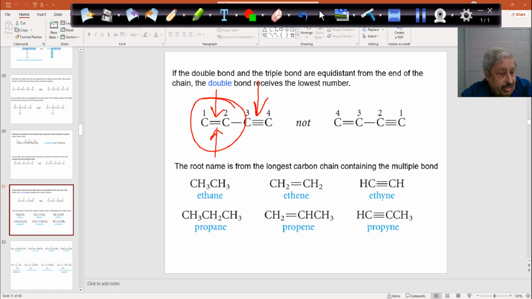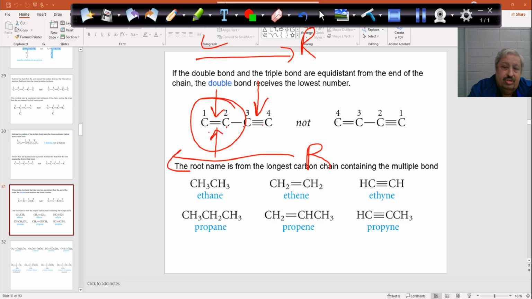Okay, with the numbering, with what? With the numbering. So you have 1, 2, 3, 4. You go again, always left to right, or from the bottom right to left. So the numbering here is always, the double bond will take over. You don't start with number 1 here. That's not allowed. Why? The rule is the double bond takes first priority over the triple bond when it comes to numbering. Correct?